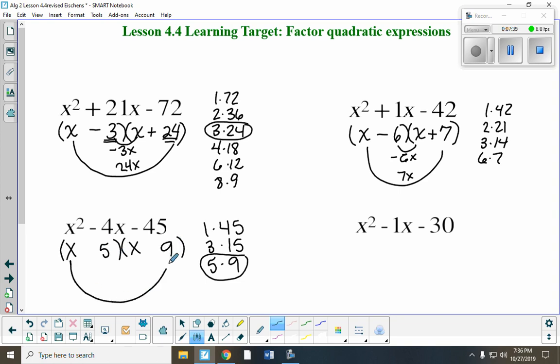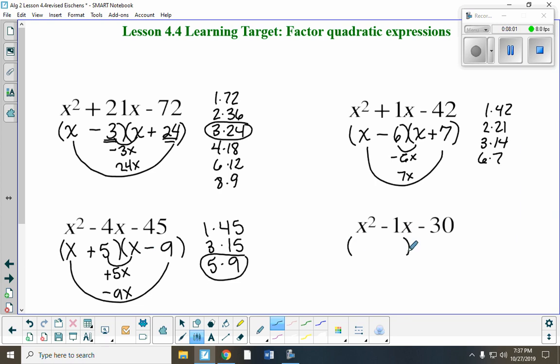And so if we look at the outer, that's 9x. We look at the inner, that's 5x. Which one are we going to put the negative in front of? We would want to have a negative 9, because 5 minus 9 would give you a negative 4x. So positive in front of the 5, negative in front of the 9.